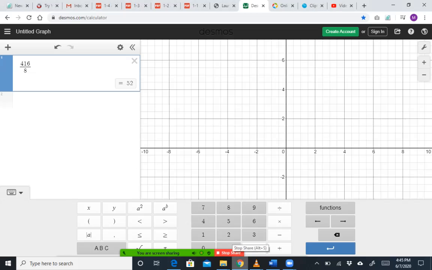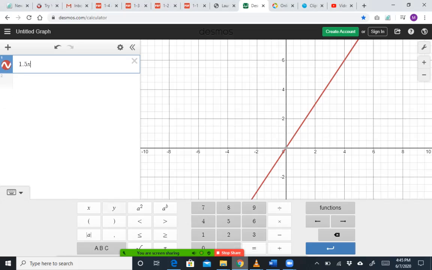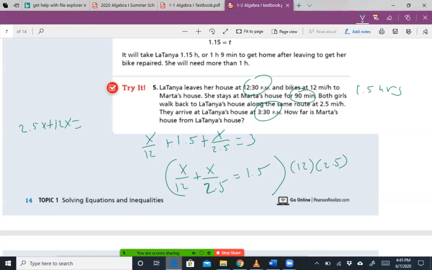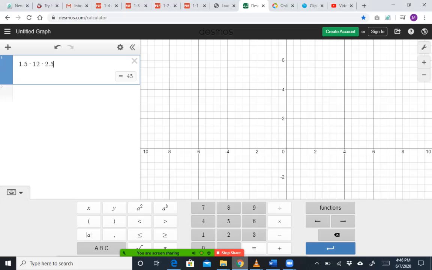Let's do that real quick, okay? Here we go. 1.5 times 12 times 2.5, 45. So I know that it's going to equal 45. Okay, I'm going to add 2.5 with 12. That's going to be 14.5. 14.5x equals 45. Divide 45 by 14.5 to get the final answer.